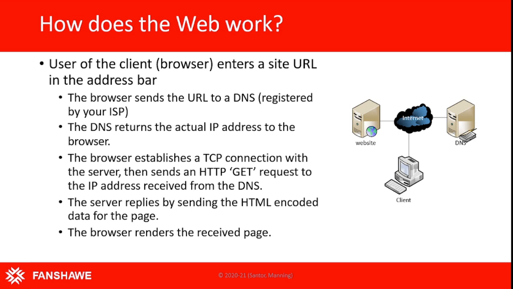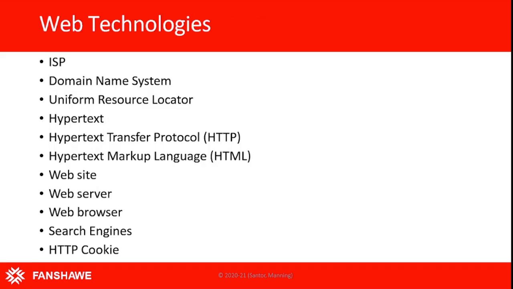All right. So how does the web work? You use a client, the web client or your web browser, to enter the URL. The browser sends the URL to your DNS. We'll look at what DNS is on the next slides. The DNS returns the actual IP address to the browser. The browser establishes the TCP connection with the server, then sends the HTTP GET request to the IP address received from the DNS. The server replies by sending the HTML encoded data for your page, and the browser renders the received page.